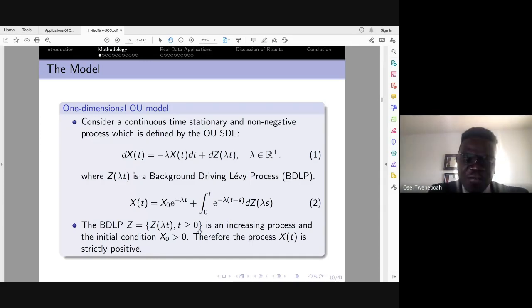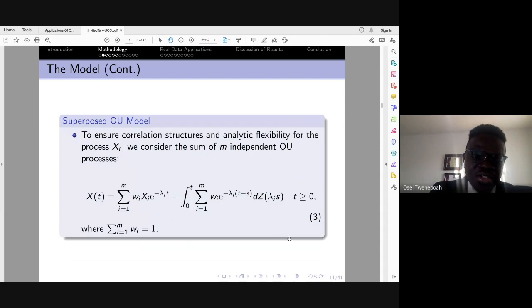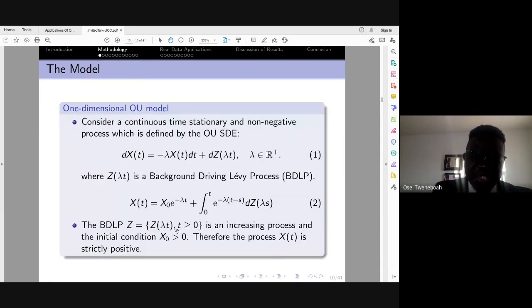One property of this process is that the background driving Levy process is an increasing process, okay? And because it's an increasing process, the initial condition is such that x naught is greater than 0. Therefore, since it's an increasing process and our initial condition is positive, our solution, this stochastic process, is strictly positive. Okay, that's something that we need to mention. Good. So now, here I will say that this is the one-dimensional Ornstein-Uhlenbeck model.